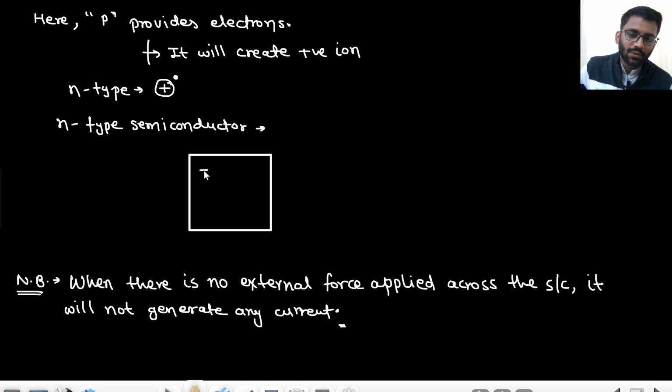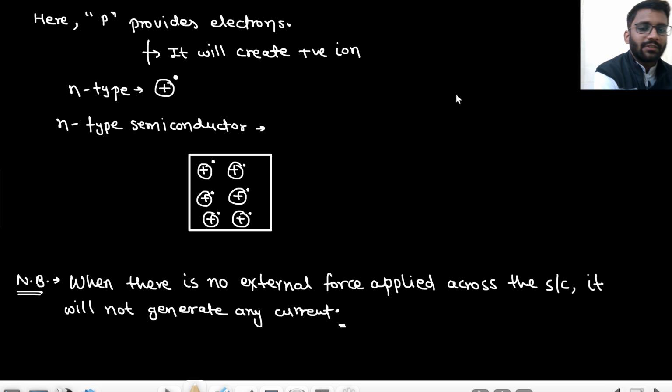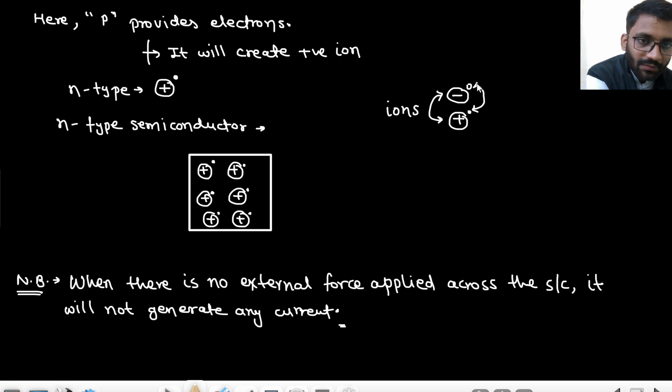So how will you show an n-type semiconductor? Since it is delivering the electron, we show a plus sign and then an electron, plus an electron, plus an electron, plus an electron. Now we have seen two things here. This was p-type and this is n-type. So what are these? These are ions, positive ion, negative ion. These are ions and these are charge carriers which can generate the current.